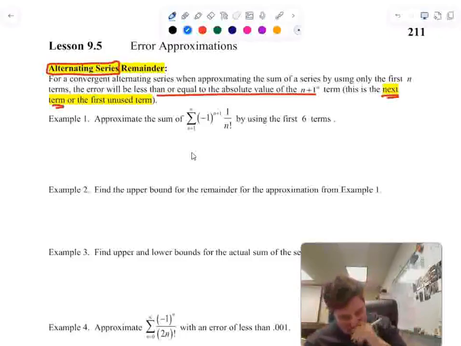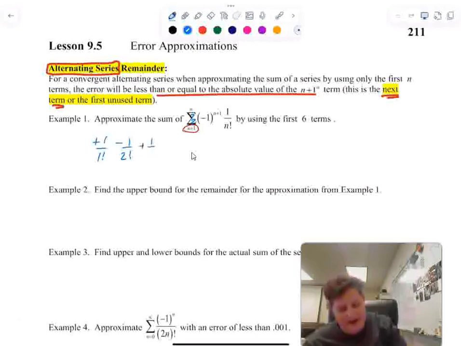All right, let me write 6 terms of this here. Okay, so remember you start by plugging in 1. Now if I plug in 1, it's going to be negative 1 to the 1 plus 1. So negative 1 to the 2 is positive 1 over 1 factorial. Then I'm going to plug in 2. That's going to be negative 1 over 2 factorial. 3 is negative 1 to the 4th, so it's going to be positive 1 over 3 factorial. Now that I see the pattern, I can just go ahead and keep going. Negative 1 over 4 factorial, positive 1 over 5 factorial, and 6 terms, negative 1 over 6 factorial.